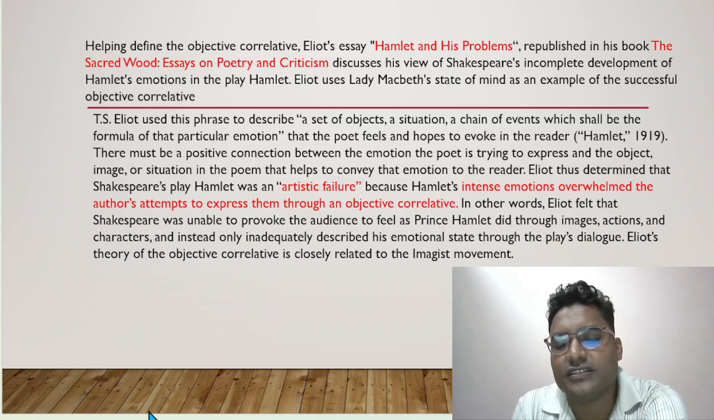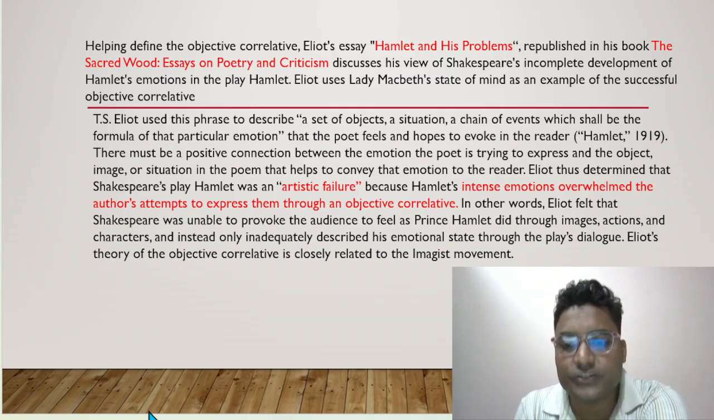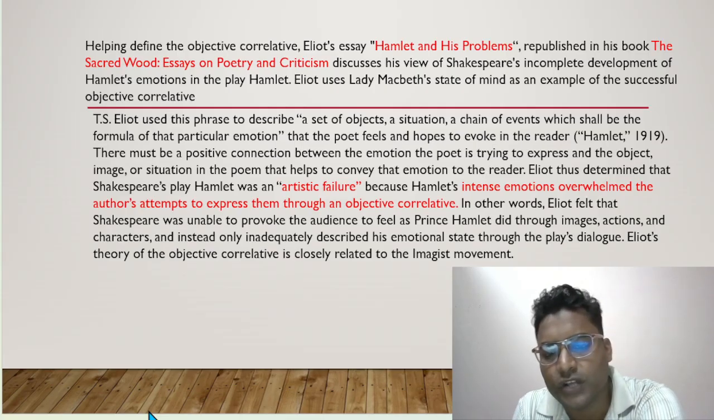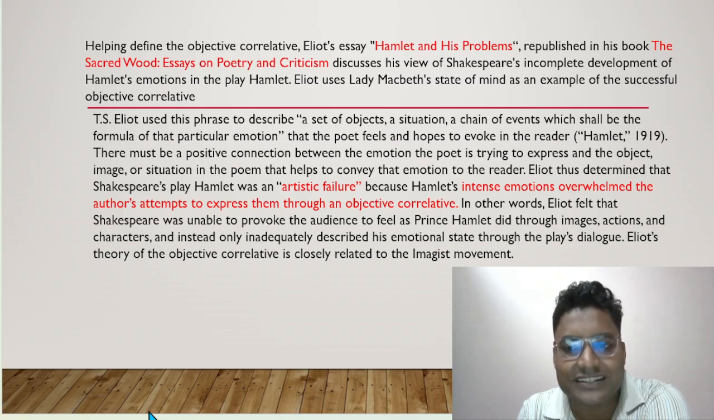So he says that William Shakespeare in Hamlet does not find an objective correlative. Objective correlative is the objects, the pictures, the images, the actions, events, characters, which actually represent what is going on inside a person's character. He says that whatever Hamlet goes through only comes through his dialogues. It does not actually come on the stage in the form of actions, characters, or images. That is missing, and that's why he says it is an artistic failure.